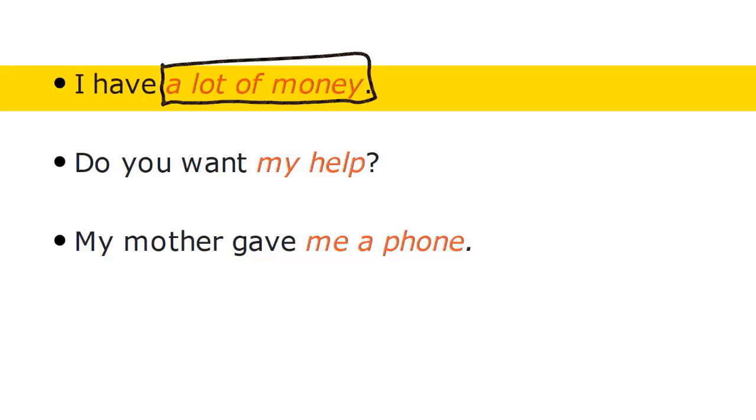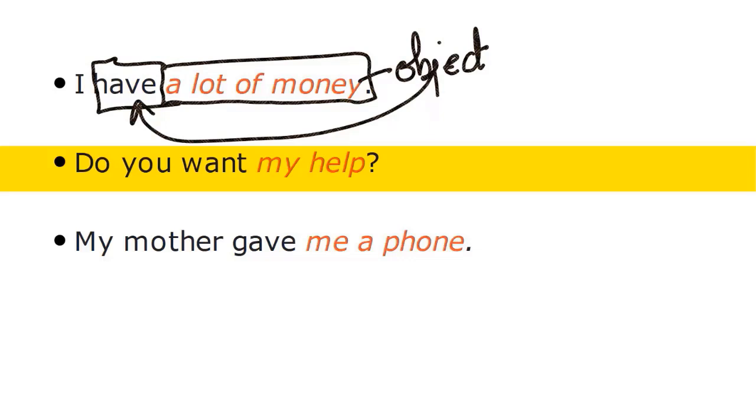I is the subject, have a lot of money is the predicate. Have is the verb. A lot of money is your object, direct object. I have what? A lot of money, right? If I went to you and I asked, do you want? How would you respond? Want what? Exactly my point. You need the object, which is my help. Do you want my help? This is the object of the verb. And here, you is the subject and do want my help is the predicate. It's an interrogative sentence, a question, right?